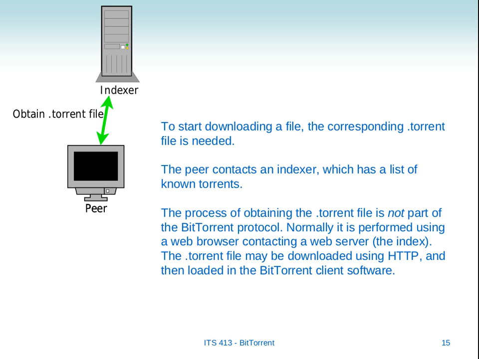Normally you just use HTTP. That is, the indexer is a web server. It has a .torrent file on the web server. You open your web browser and go to that indexer and download the .torrent file. And then that .torrent file is normally used by a BitTorrent application that implements the BitTorrent protocol, the client software.